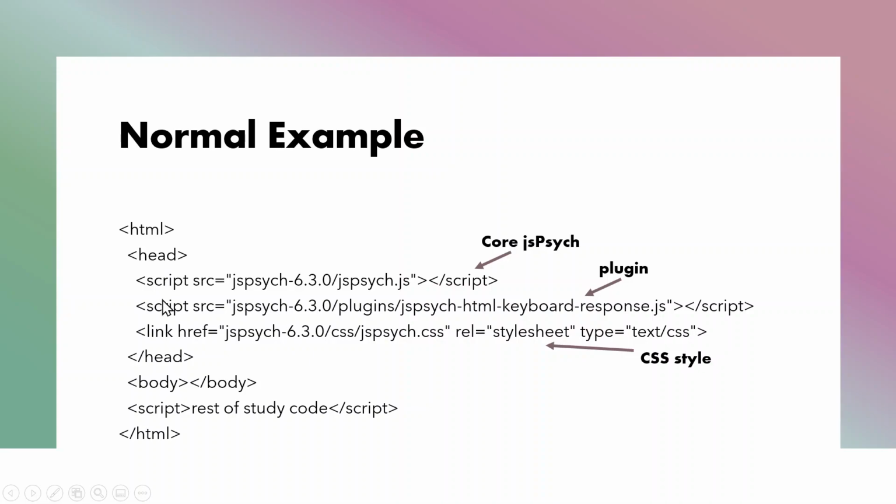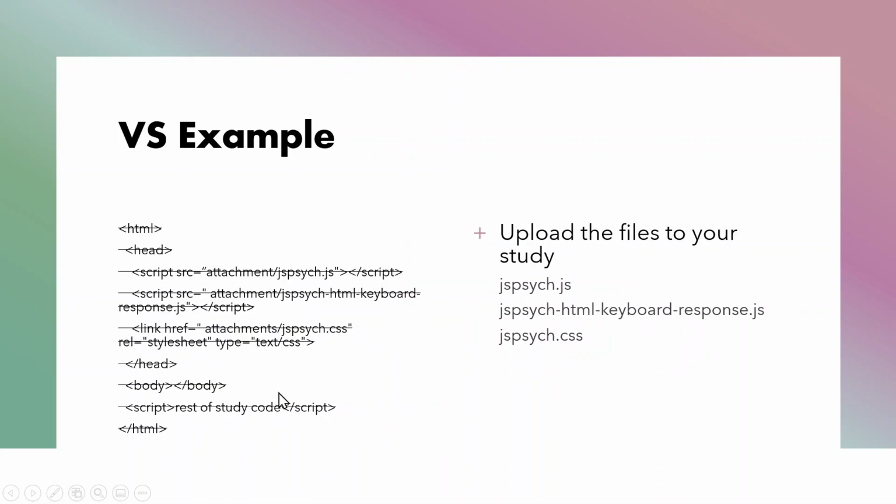Normally you put all of this stuff in the head. Step one, you create the head and you import all of the Legos that you want. Then when you want to actually do something with them, you put them at the end of the body, in the script at the bottom. Now with Volunteer Science, you don't do any of that. All you do is upload your files to your experiment in Volunteer Science, and I'll show you how to do that in the tutorial next. Basically, you take those same files, jspsych.js, the jsPsych HTML keyboard response, and the jsPsych CSS, and you upload them to your study, and they will be available.